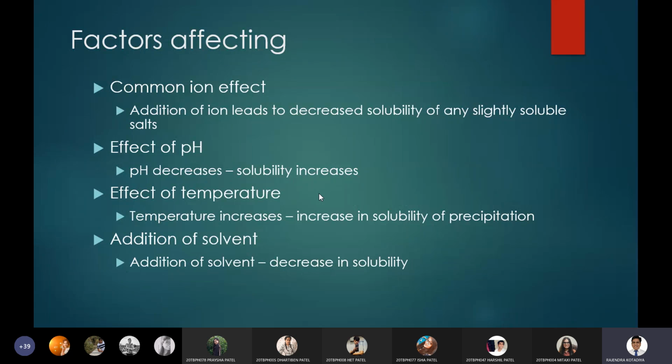So when you compare these two substances, KHP and phenolphthalein, what is the nature of KHP and phenolphthalein? Acidic. Yes, both are acidic. Generally, if we talk about phenolphthalein or indicators, all these indicators are weak acids or weak bases. Right?